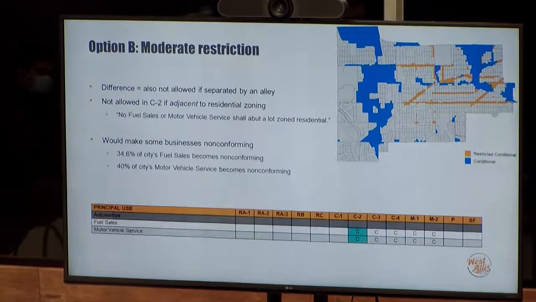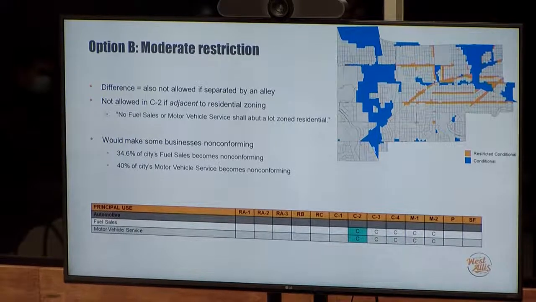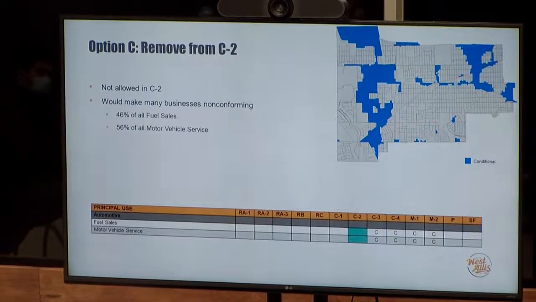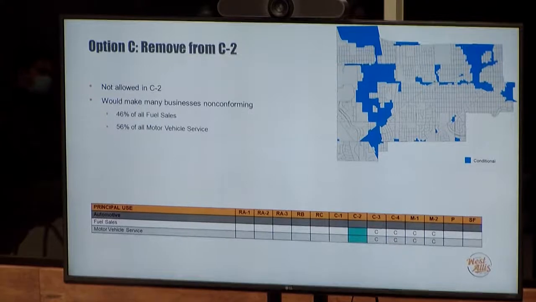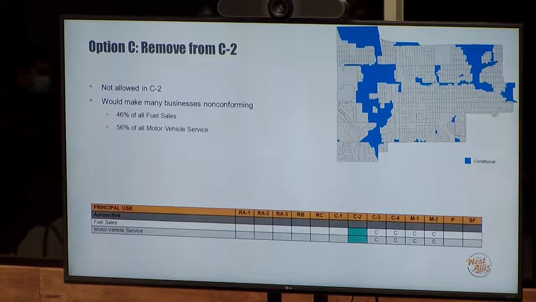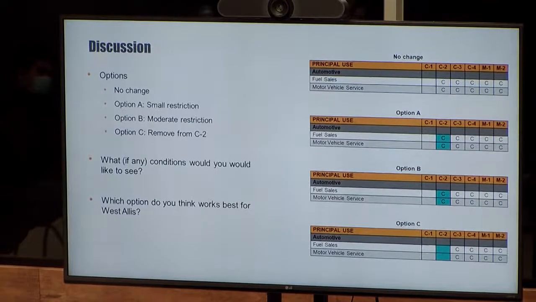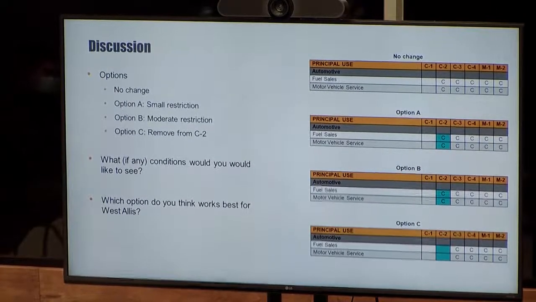Option B is similar to option A, but with the nuance that they're not allowed if they're separated by an alley. So if we have gas station, alley, home, then it would not be allowed. That would make roughly 40% of these businesses non-conforming. And then the most impactful option is to remove these uses from C2 entirely, which would again affect 46% of gas stations and 56% of motor vehicle service. And here's a summary of all four of the options.